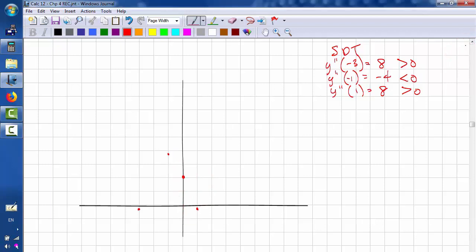We have inflection points. I'm going to do that in a different color. We have negative 13 over 6, so that's roughly here. That's just a little less than negative 2, so that should be somewhere between these two values. And we have an inflection point at 1/6. So that's going to be roughly here. We'll move this dot just a little bit. Okay, now we can draw our curve. These x-intercepts are pretty close to the min.